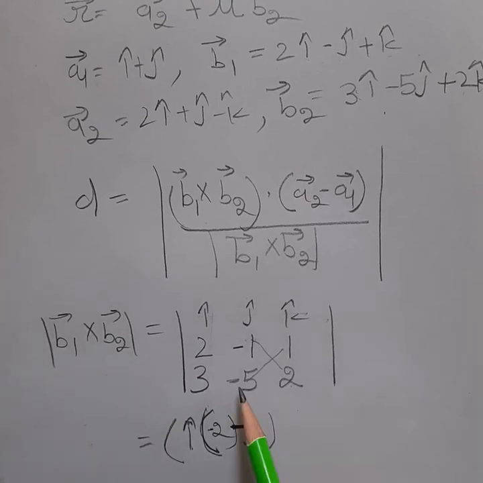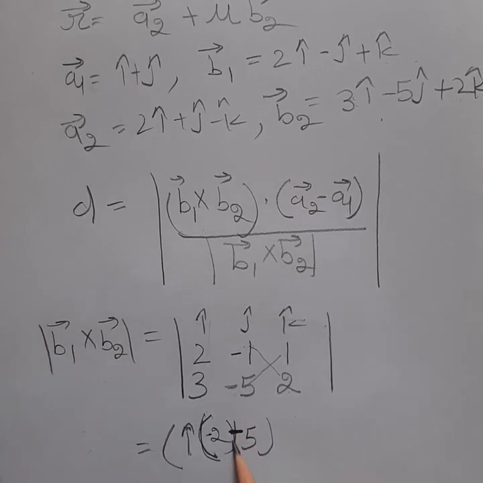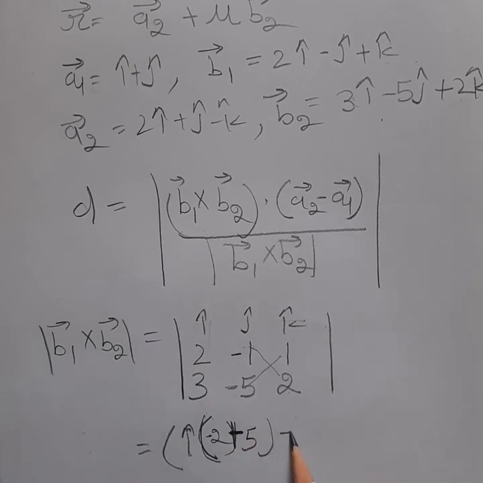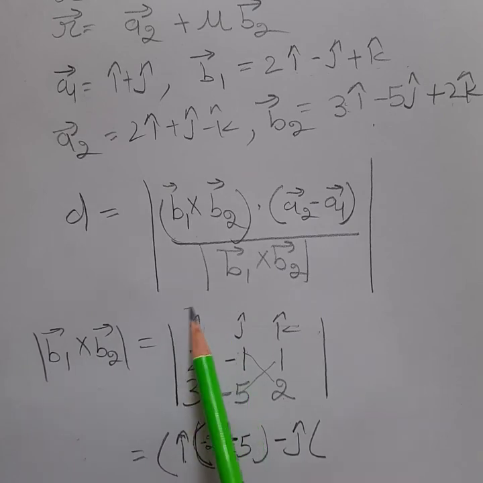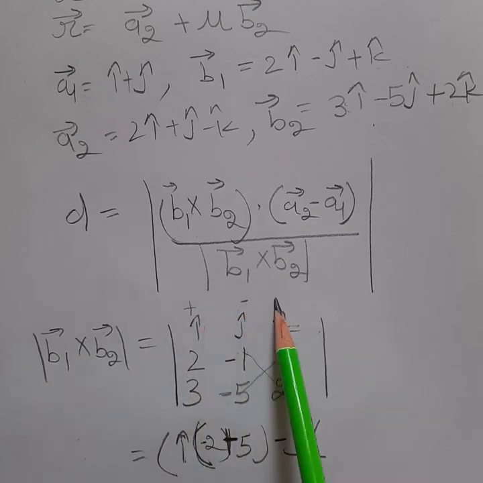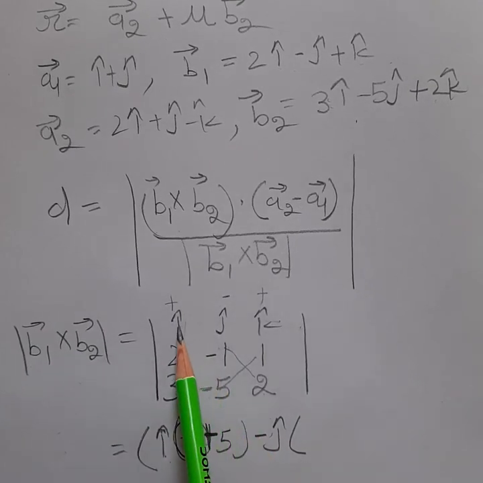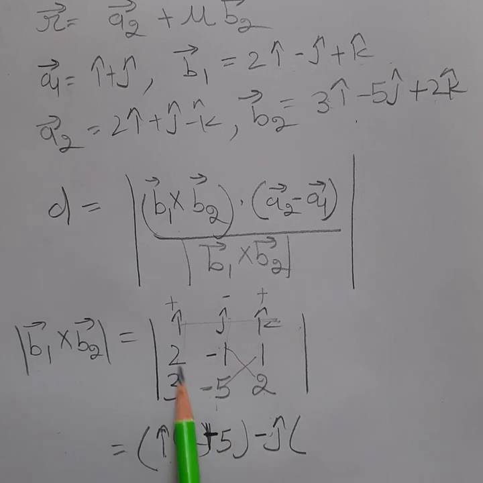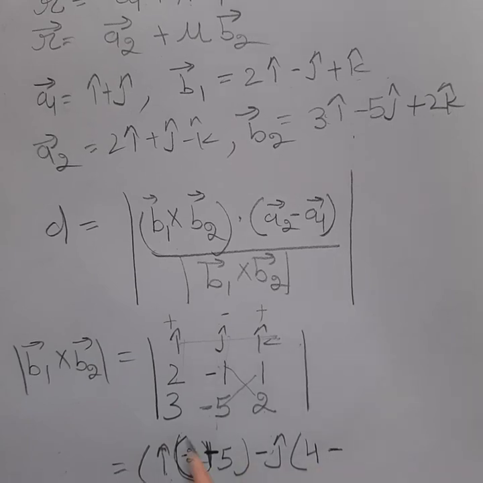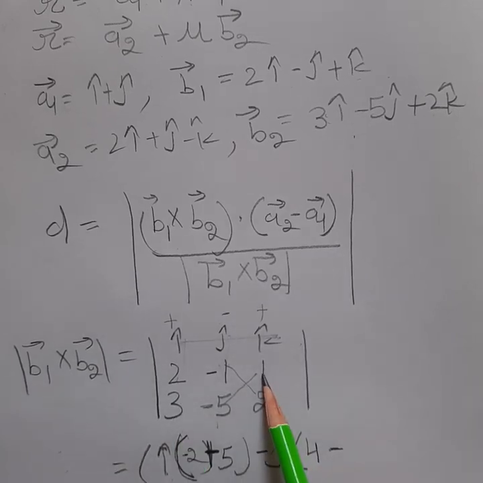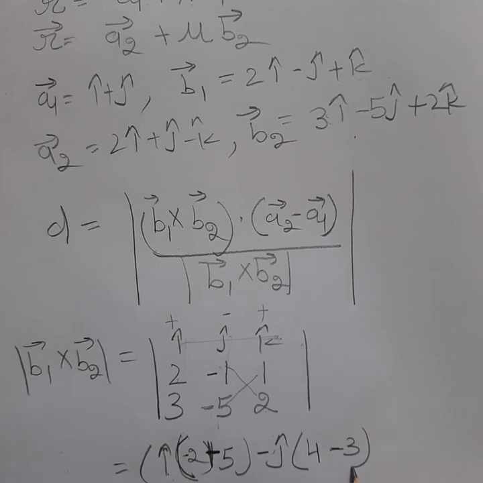Minus minus will become plus. Now you can write here minus j, because you know that in the determinant we write plus, minus and plus. So in the second step, you have to leave this row and the column and you multiply 2 by 2 and you get 4 here. Then you write here the sign of minus and multiply 3 by 1 and you get 3.